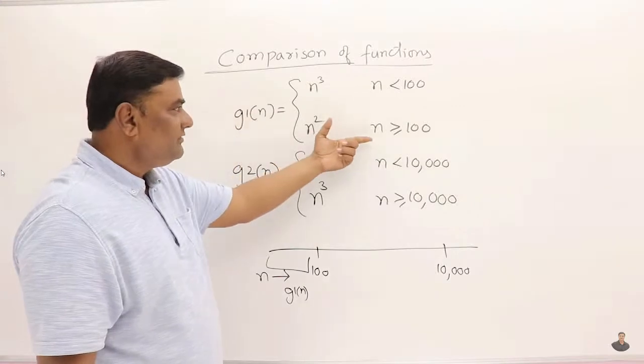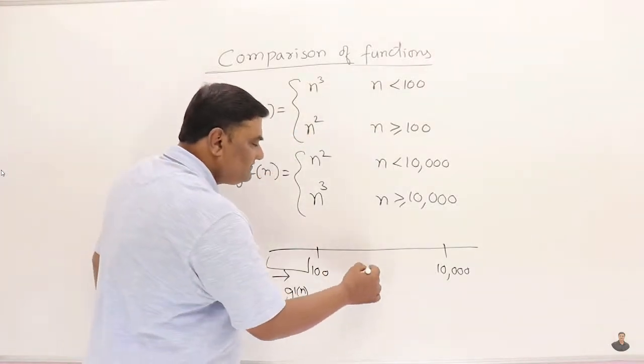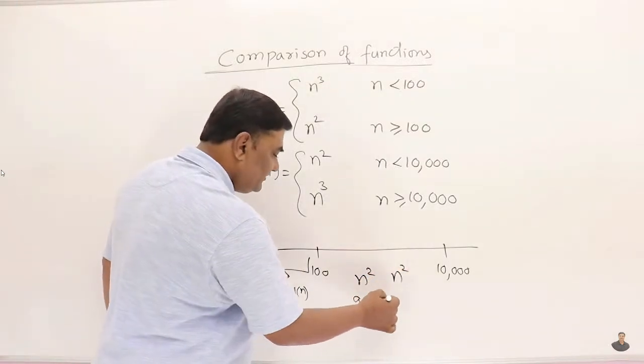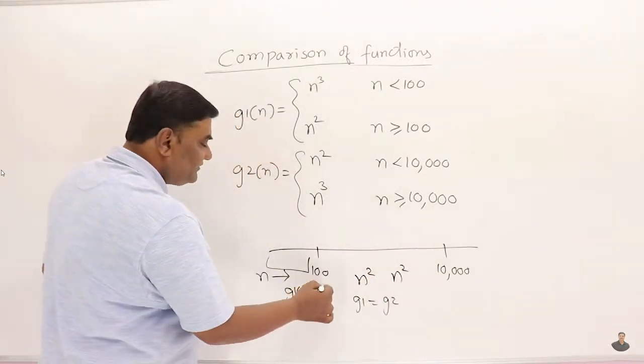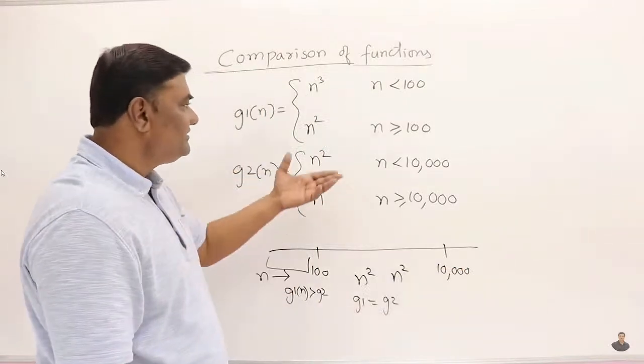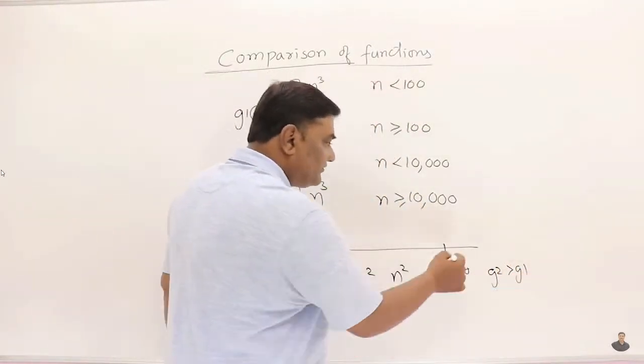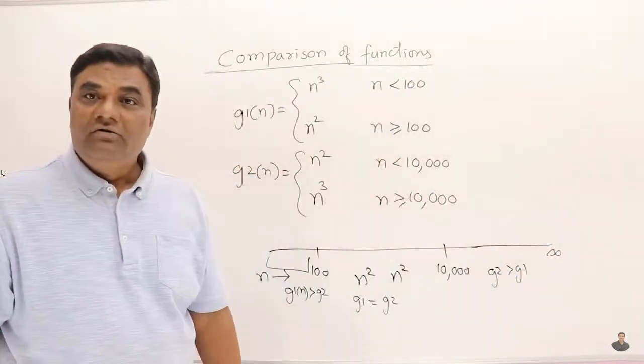See, from 100 onwards, this is just n square. And below 10,000 also, this is n square. So both are n square. So g1 is equal to g2. Here, g1 was greater than g2. But beyond 10,000, after 10,000, this is n cube. So g2 is greater than g1. So this is still there. This is infinity. Now, who is greater?